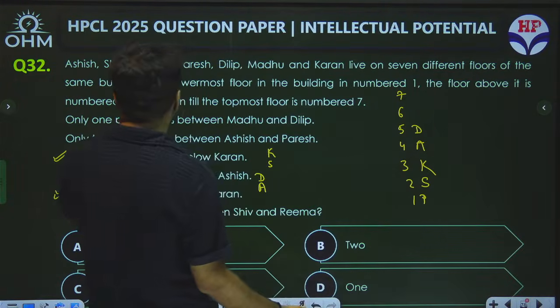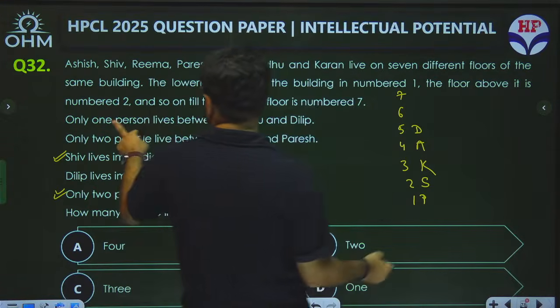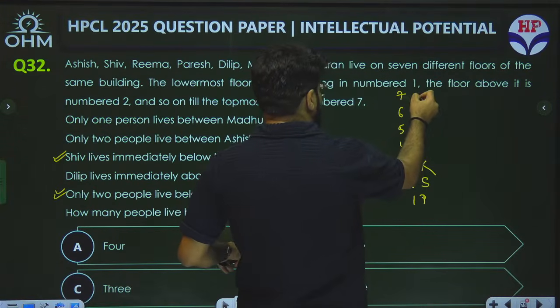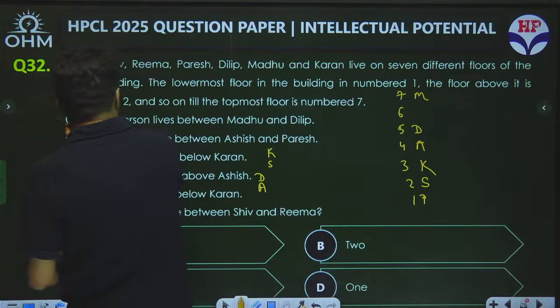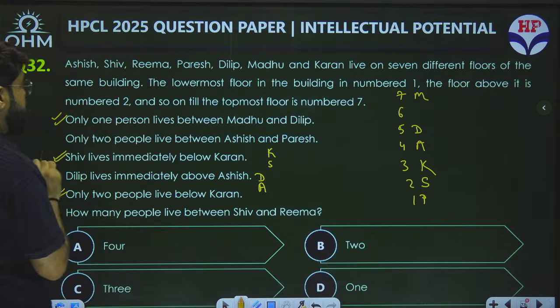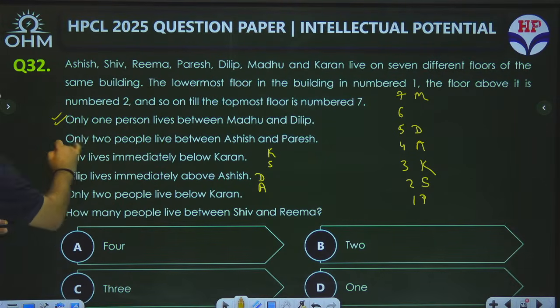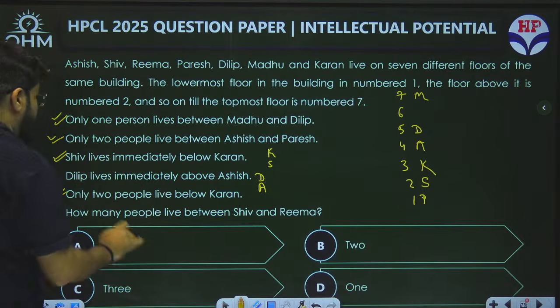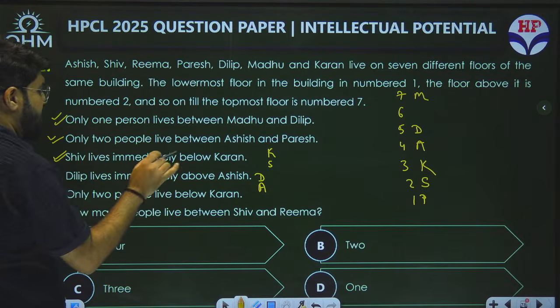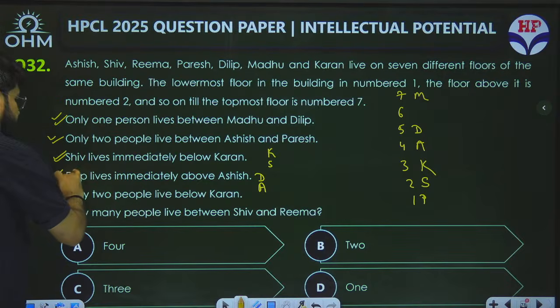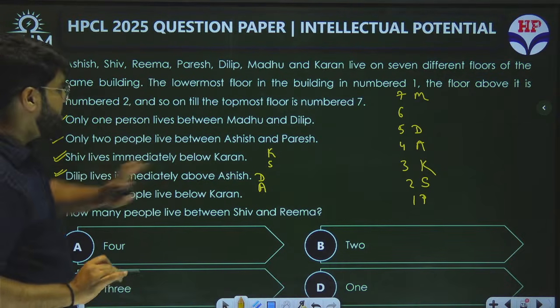Only 1 person between Madhu and Dilip. So if this is Dilip, this is Madhu. That also satisfied. Only 1 person between Madhu and Dilip, correct. Only 2 between Ashish and Paresh, correct. Shiv is immediately below Karan, correct. Dilip is immediately above Ashish, correct. Everything is satisfied. Only 2 people below Karan, yes.